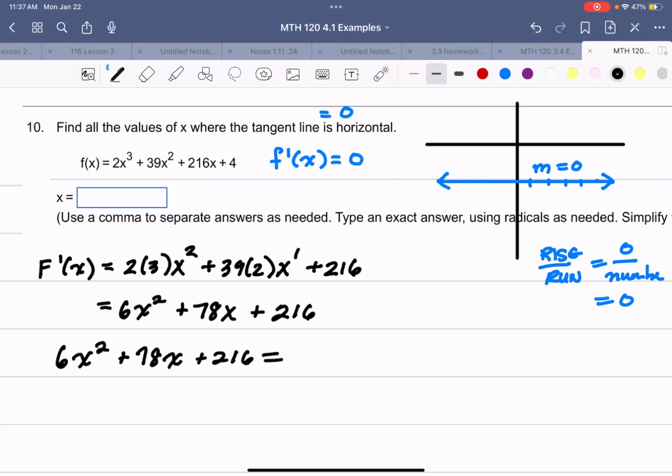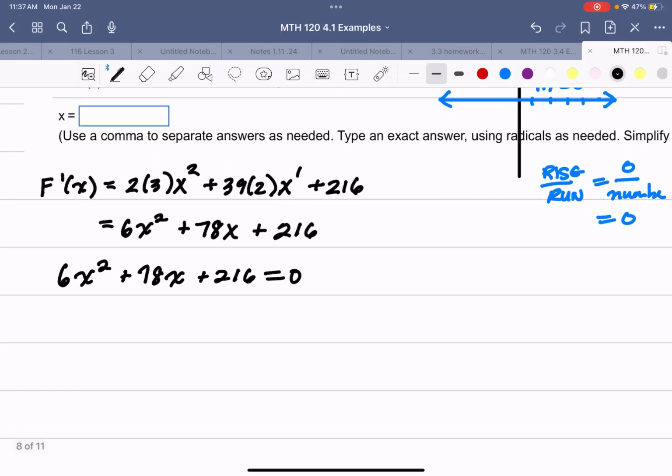Now, I'm not going to review the quadratic formula here, but if you want to go out on YouTube and review the quadratic formula, you could use it. Instead, what I'm going to do is factor out a 6. 78 divided by 6 is 13. And then 216 divided by 6 is 36. So you can see the factoring is not as complicated as it would be if you had to factor that trinomial with a coefficient of 6. So I've got to put this in factored form.